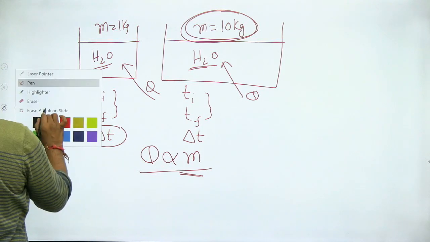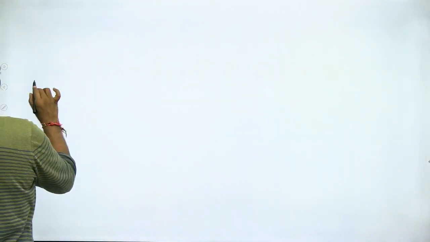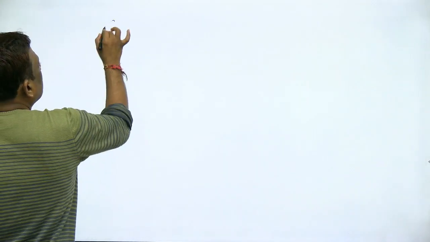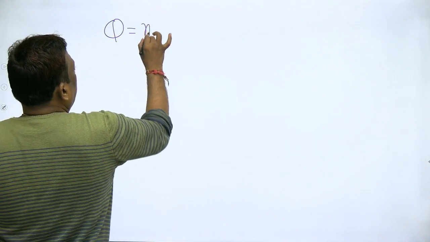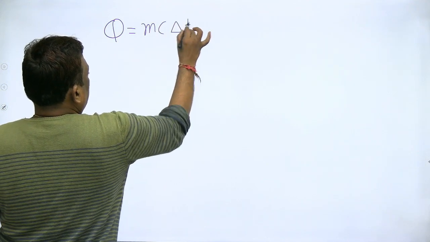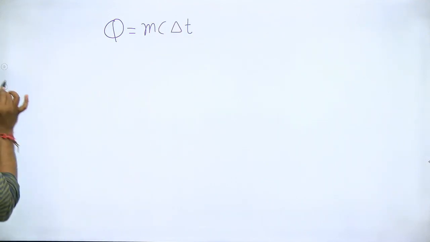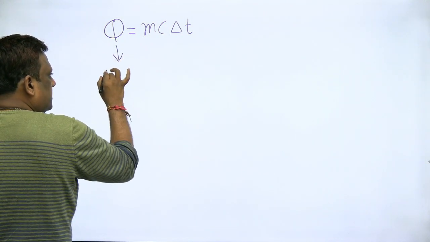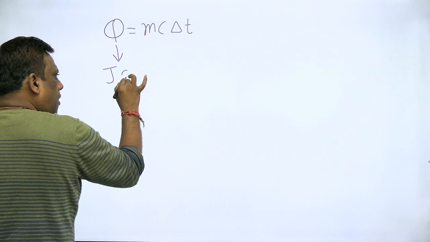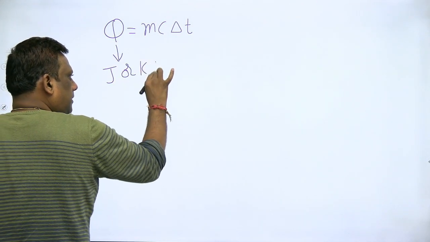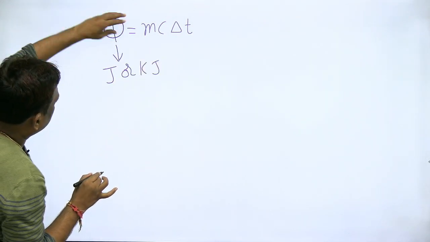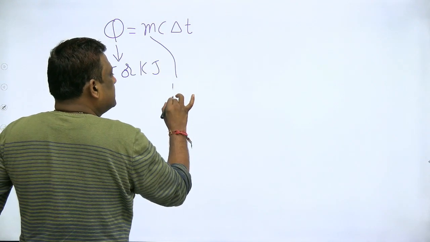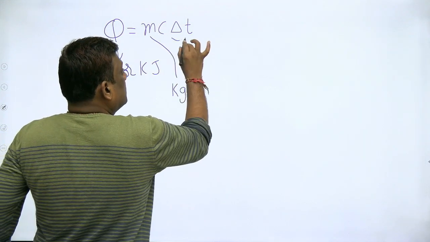Okay. Now, we have seen that Q is equal to mC delta T. Now, let us see. This heat transfer is expressed either in joule or kilojoule. I repeat, my dear students, this heat transfer is expressed either in joule or kilojoule. Mass is in kilogram. Temperature difference.